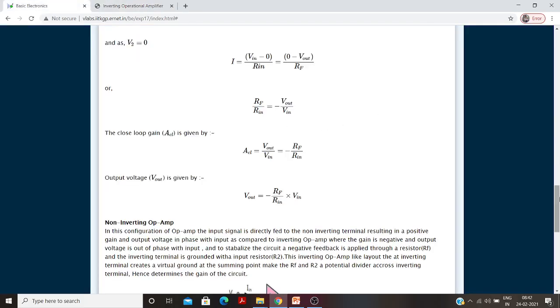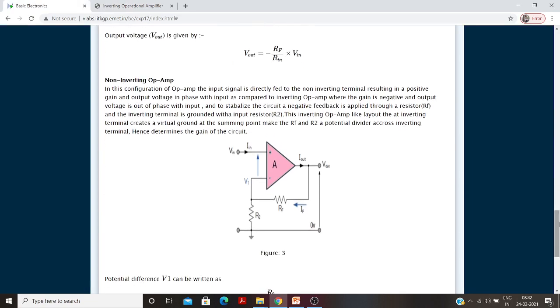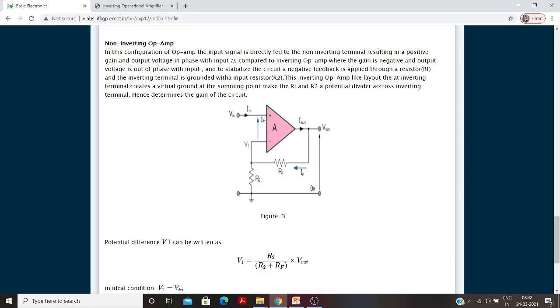In case of the non-inverting amplifier, what we have to do is connect my input to the non-inverting pin, that is the plus pin, and the second pin I have connected to ground. For the feedback I have always used negative feedback, that is via the RF resistor. This R2 is there. If I go for the current, the feedback current IF is equal to I out over there, and the input current is flowing via the input.